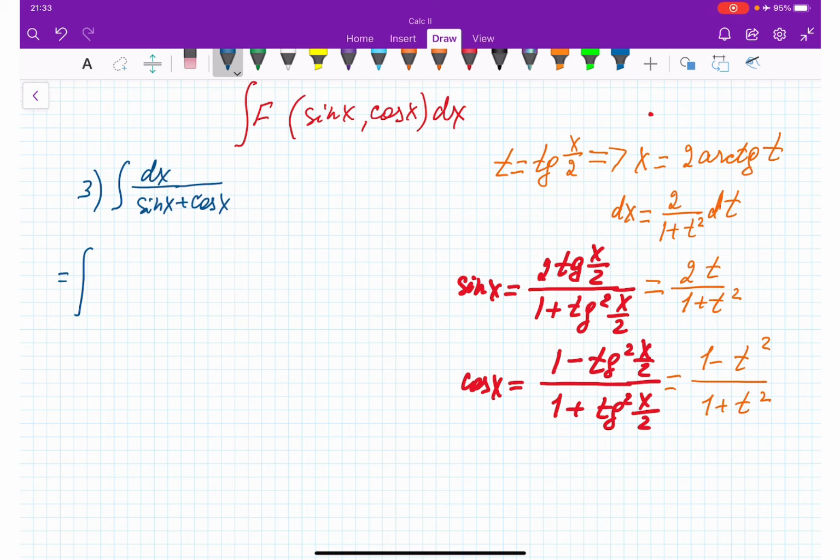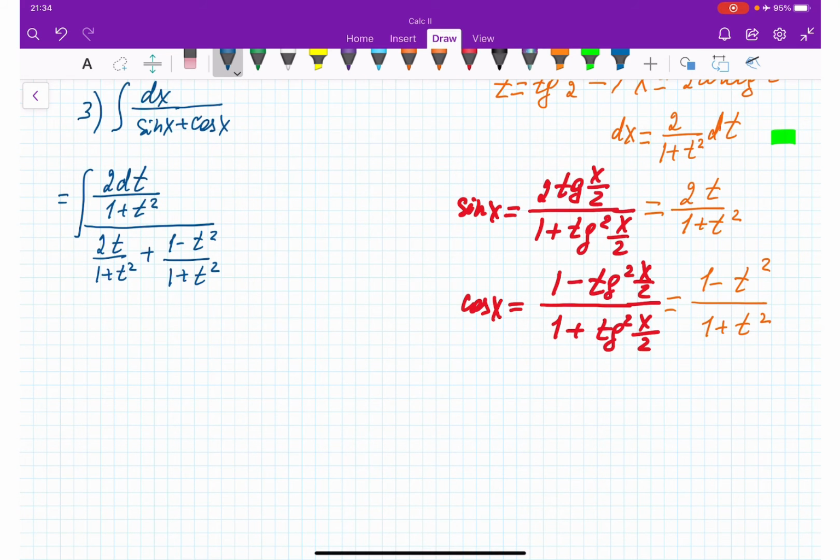Our dx, where is it? It's right here. 2 over 1 plus t squared and so on. Let me write down. We are getting 2 dt over 1 plus t squared, divided by sine x, which is 2t over 1 plus t squared, plus cosine x, which is 1 minus t squared over 1 plus t squared.